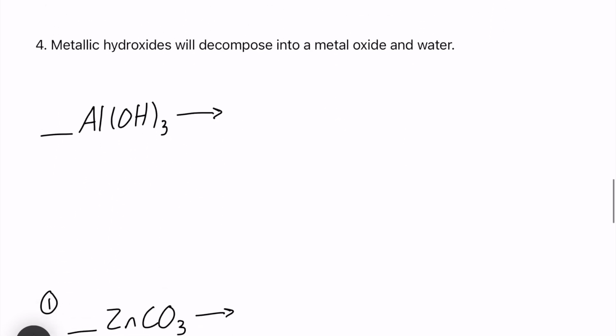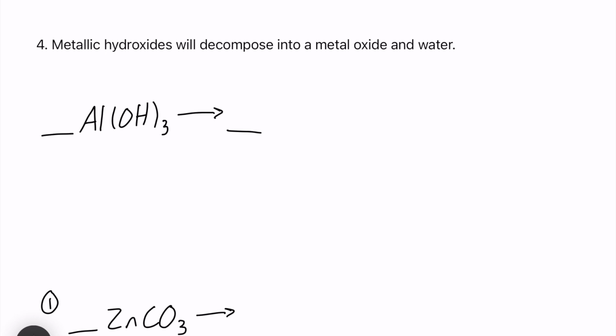Moving on to our last rule, number 4, metallic hydroxides will decompose into a metal oxide and water. So we have a metallic hydroxide, which can also be called a base.